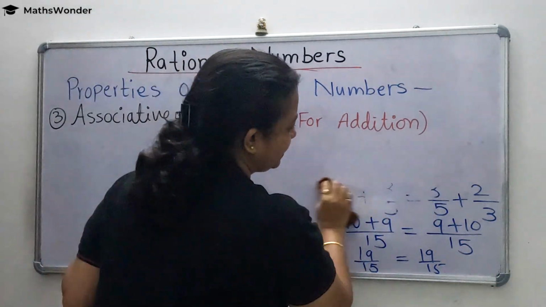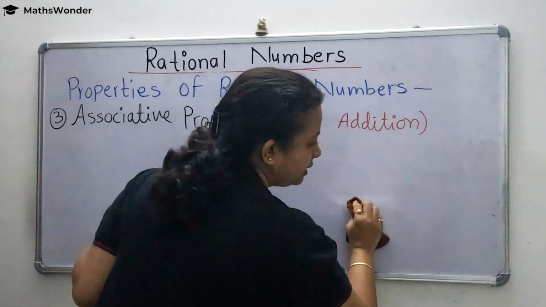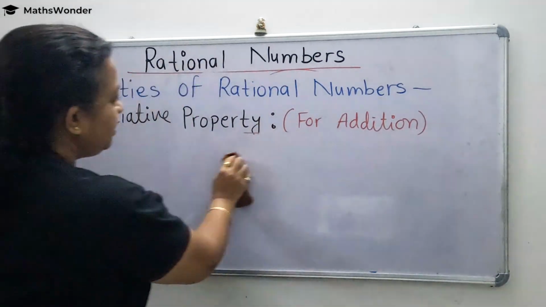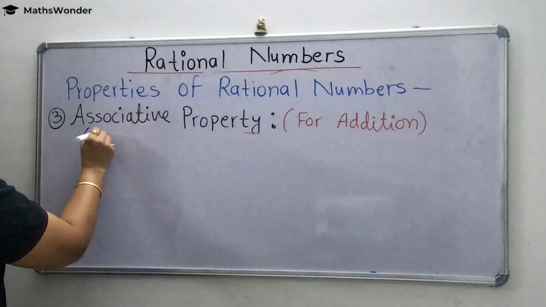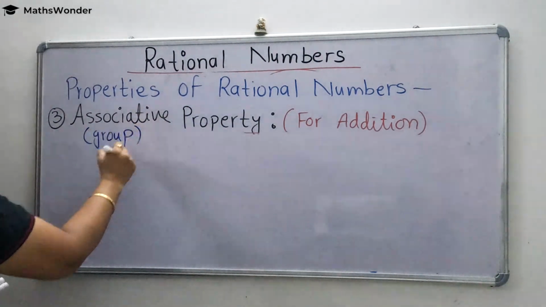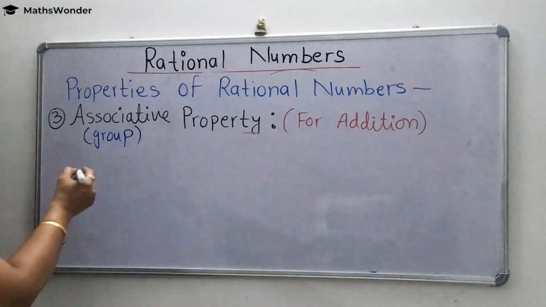Associative means it's a group property. In smaller grades, we learned this property with a different name, which is grouping. Suppose we have more than two rational numbers. If you add in any sequence, you will get the same answer. The sum of three rational numbers is the same even if the grouping of the addends is changed.